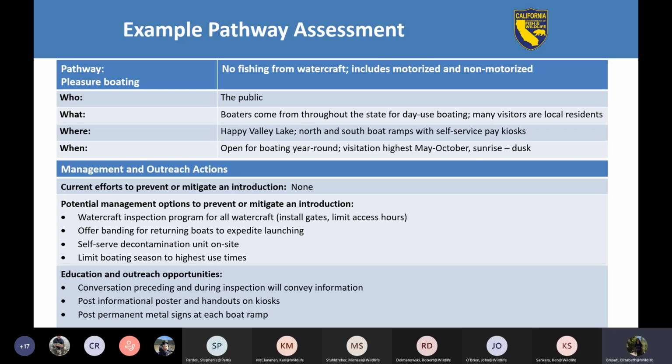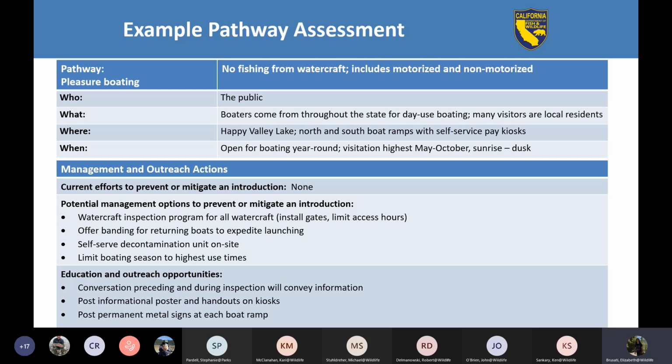So here we're using our example lake as Happy Valley Lake, and we're saying that it has north and south boat ramps that have kiosks for self-service. This is a lake that's open year round, but it has visitation highest from May through October, and people can boat from sunrise to dusk. Those are all the kind of details you want to consider in your vulnerability assessment. And then next, you want to think about the management and outreach actions.